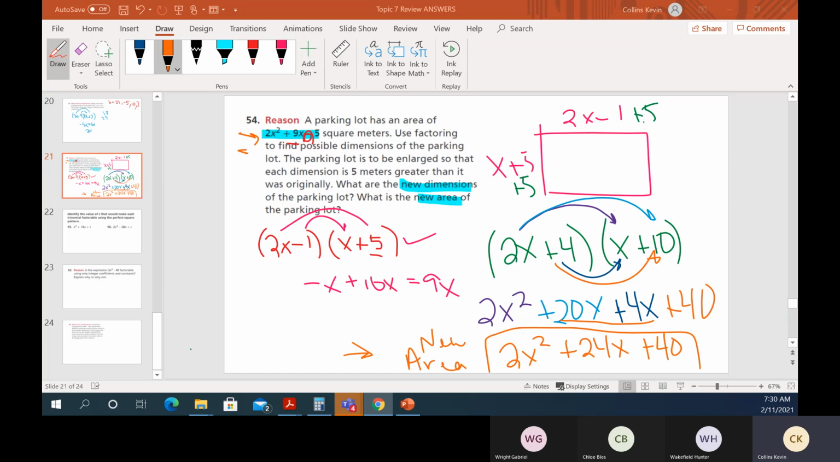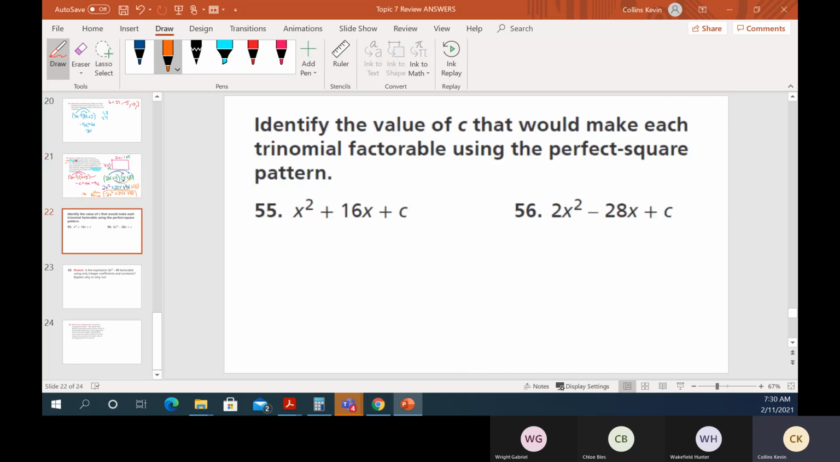All right, so let's check out a few more and we'll call it a day. It says identify the value of C that would make each trinomial factorable using the perfect square pattern.